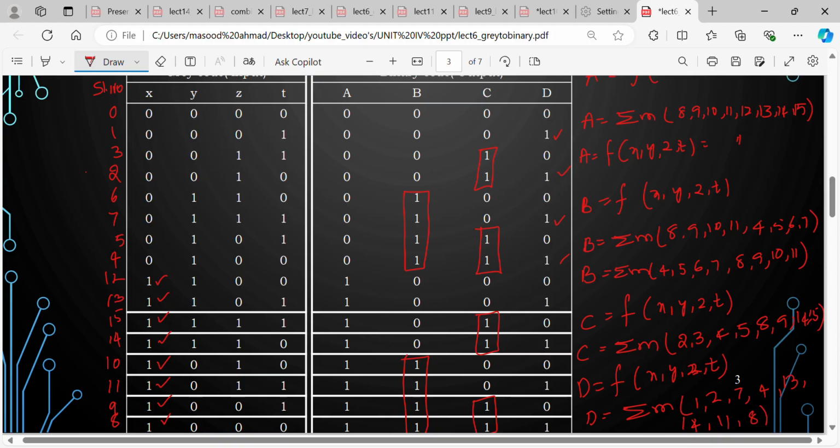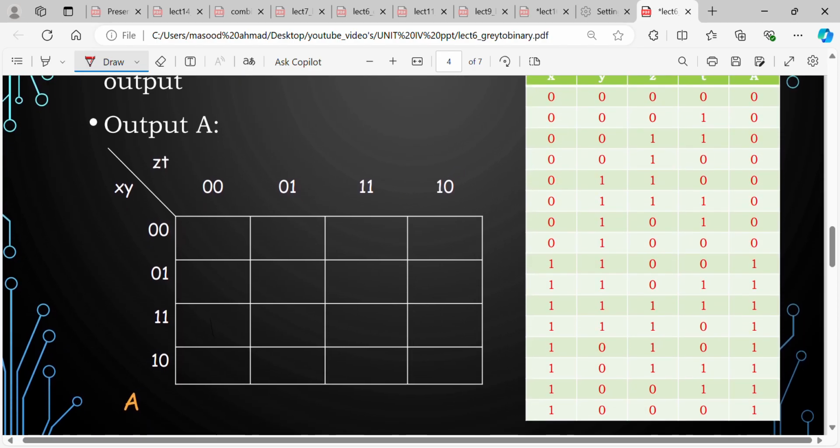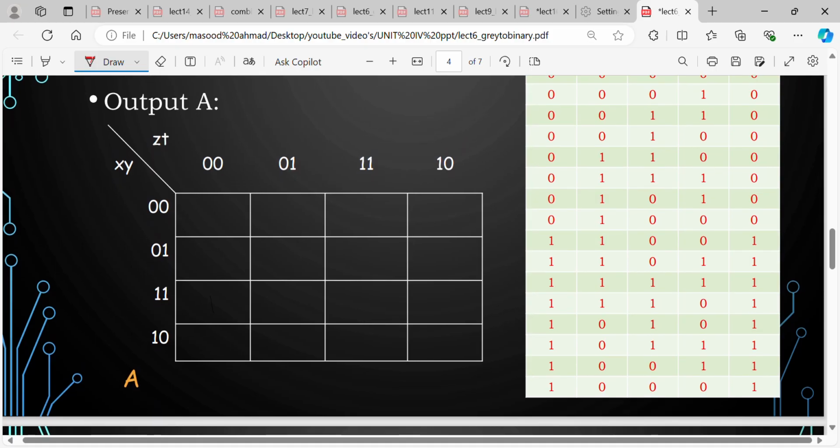So if I write in order, it is 1, 2, 4, 7, then 8, 13, 14, 11. So for all these it is ones. We will keep all these values. I need to solve for A, B, C, and D. So in the next slide we are going to use those values in the K-map and try to get the expressions.